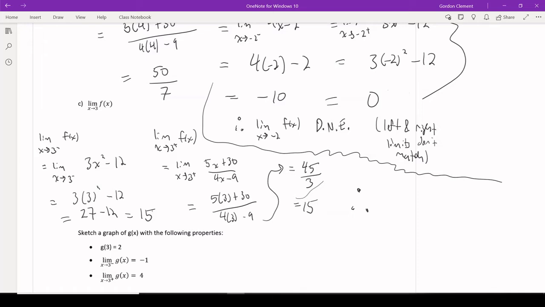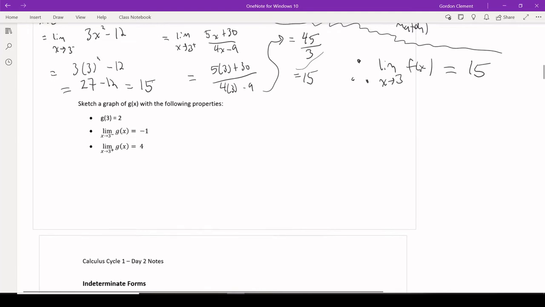What's my conclusion? Yeah, so this limit is 15. By giving that limit an answer of 15, you're automatically saying that it exists, if you're saying that it equals a number. So this limit exists, it is 15. And I'm pretty proud of myself for coming up with a jump from a parabola to a rational function that was in fact still continuous.